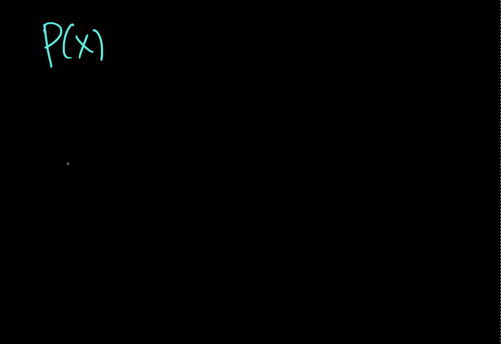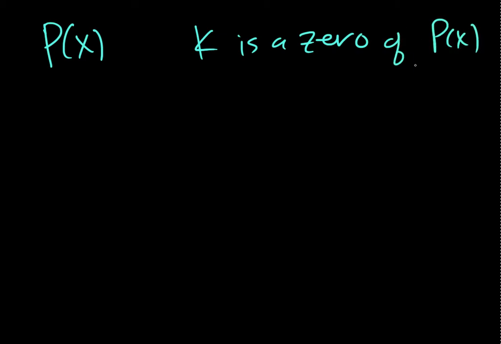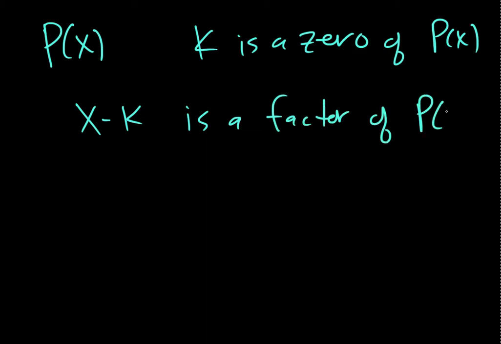Today we're going to talk about the factor theorem. What it says is, for any polynomial p of x, if k is a 0 of p of x, then we know that x minus k is a factor of p of x. I think this is something that you guys have loosely been using without even thinking about it. So let's go into a problem, and I think you'll recognize that you already know how to do this.